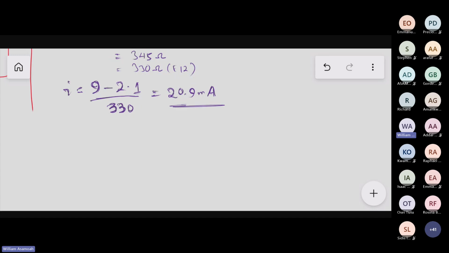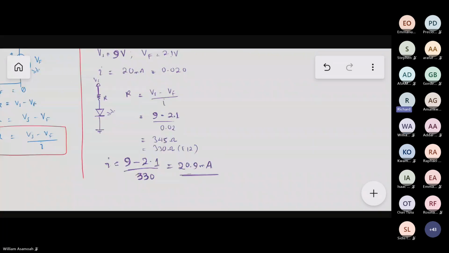Do you understand? So is this current good? Is this resistor good? Should we select it or no? Should we select this resistor or a lower one, a higher one? It means that a current of 20.9 mA will pass through it. That means it will damage it in a short time, because it exceeds the 20 mA.